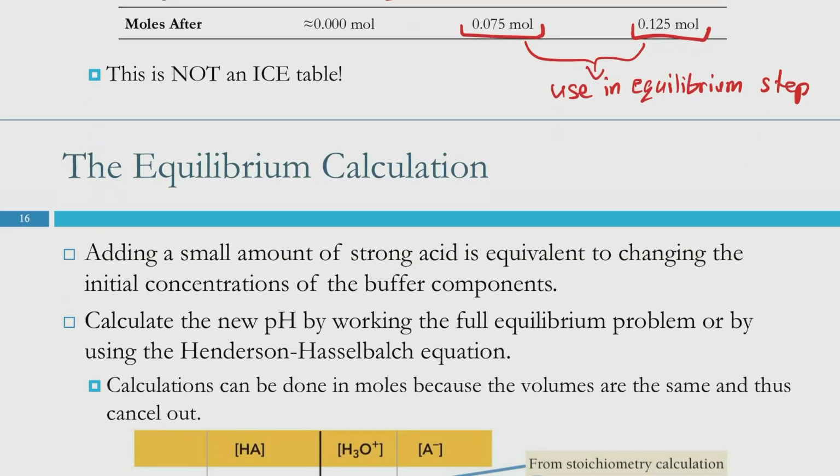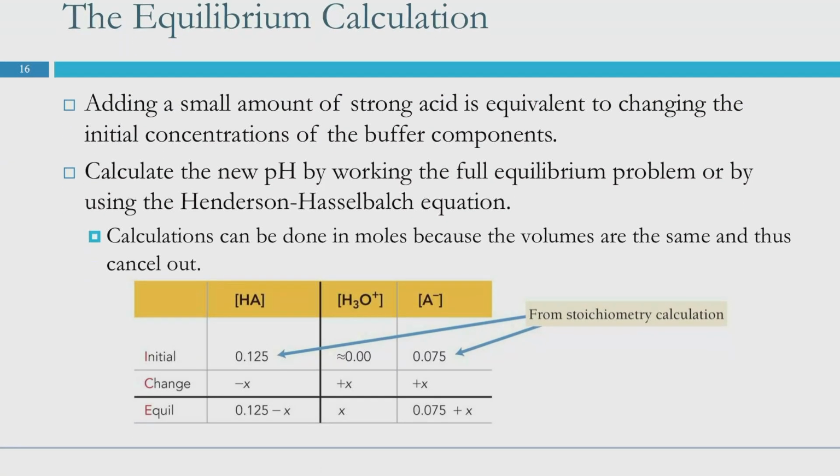Depending on our values, we can either do a full equilibrium problem if our x is small does not work, meaning that we get to use a quadratic. So if x is small doesn't work, we use our full equilibrium. Or if x is small works, then we can use our Henderson-Hasselbalch equation.